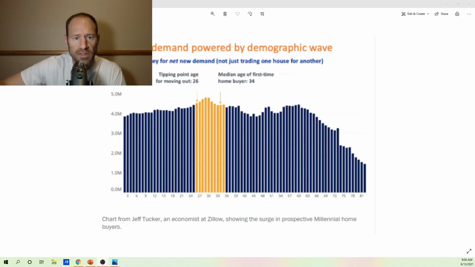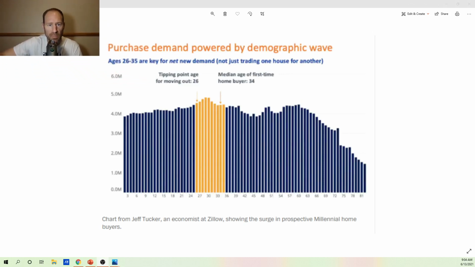So someone was saying this is the purchase demand powered by demographic wave, and someone was saying the demographics don't support an increase in real estate. Yes, they do. Here's your data right here that I got. The chart is from Jeff Tucker, an economist at Zillow, showing the surge in prospective millennial home buyers.